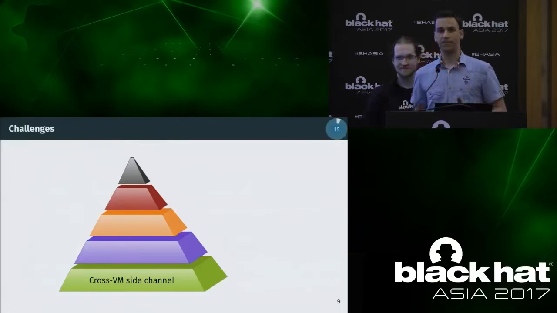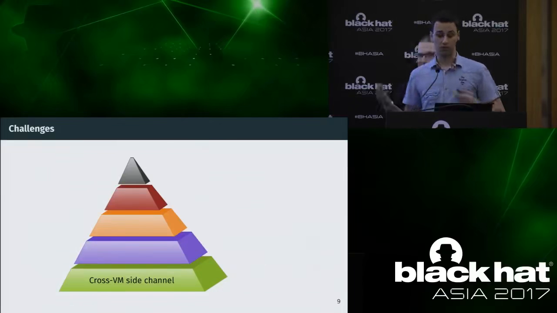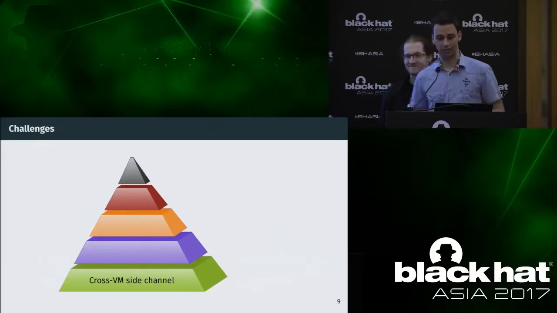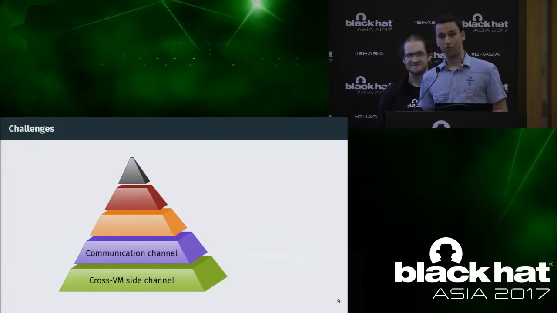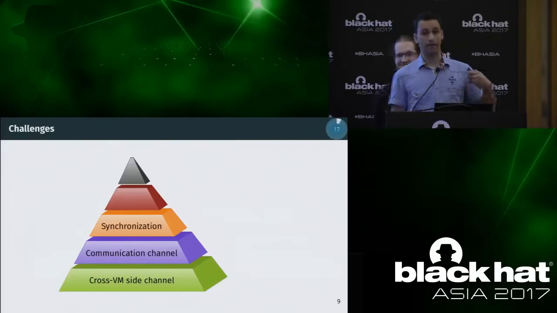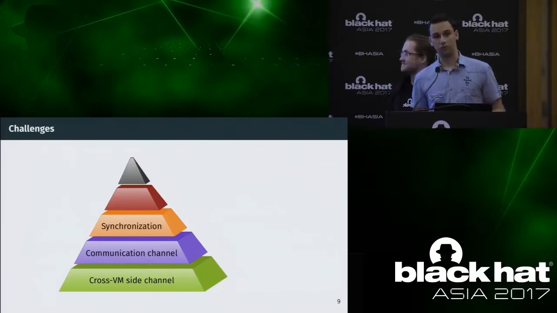And building such a covert channel poses a lot of challenges. First of all, we need some side channels, so we need a way to communicate between the virtual machine instances. If we have this side channel, then we have to build a communication channel on top of the side channel to actually transmit data. Of course, there's a sender and a receiver, and we have to synchronize them.